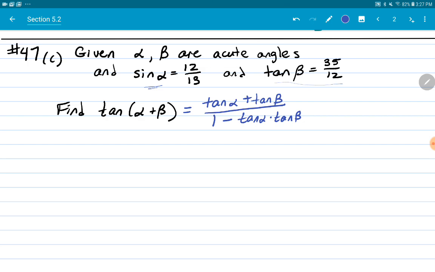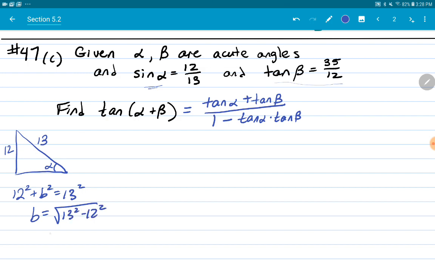We know that these are acute, so our triangle can be oriented any direction. So here we go. If this is alpha, then sine of alpha, that's opposite over hypotenuse, that's 12 over 13. So our third side, we can use the Pythagorean theorem, or if you happen to know your triple, then you'll quickly find that. So that's 12 squared plus b squared equals 13 squared. And when I solve for b, I get square root of 13 squared minus 12 squared, or 5. So we fill in a 5 there.